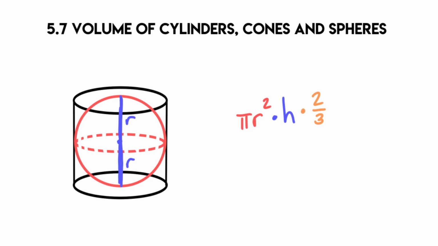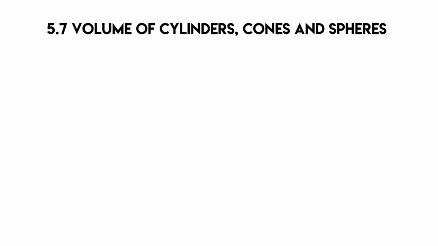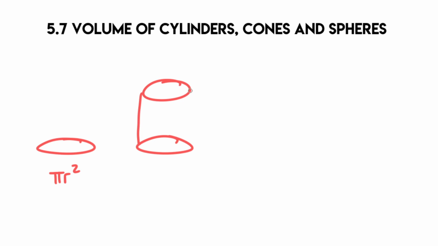Cool? So, in review of this, we start off with a circle, which is just pi r squared. Then we get to a cylinder. This is going to start looking really messy. A cylinder is pi r squared multiplied by height.